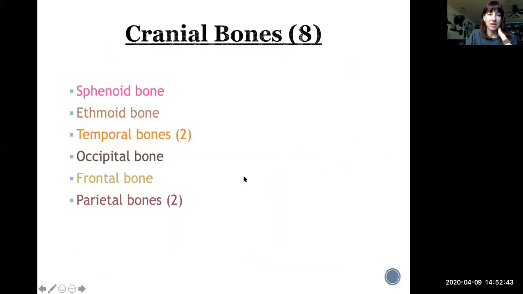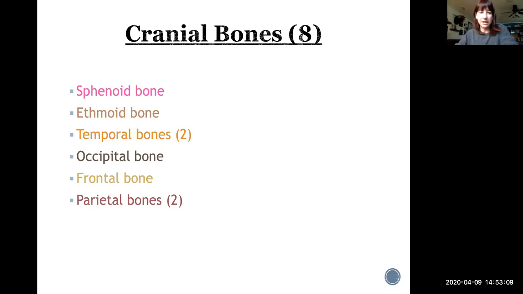I'm moving on, getting these nasty ones out of the way. Let's talk about the ethmoid bone next, because it's next in your lab. I am asking you to cross out, on the ethmoid bone, the superior conchae and nothing else. Just cross out the superior conchae. You don't need to know that.